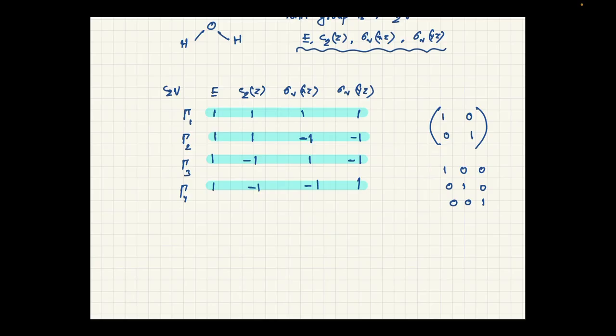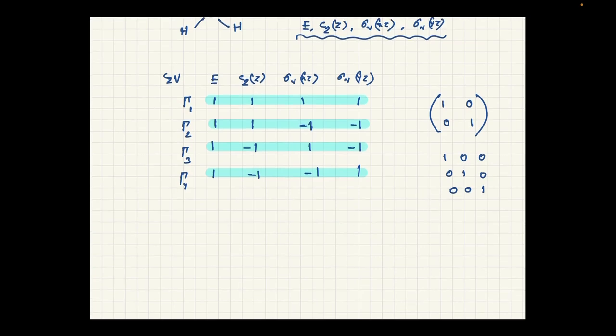Okay, so basically these 4 representations are one-dimensional representations, because the character of the identity operation for each irreducible representation is 1. Okay, now we have to write down the name of the irreducible representation. Basically the procedure for nomenclature.